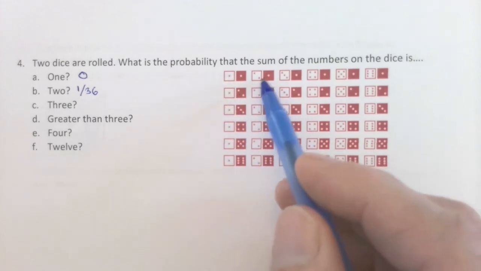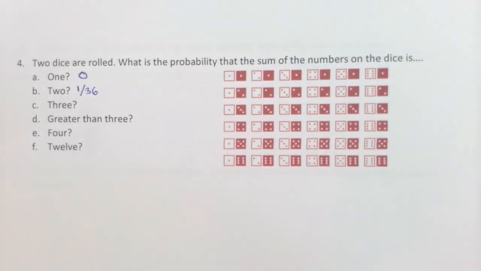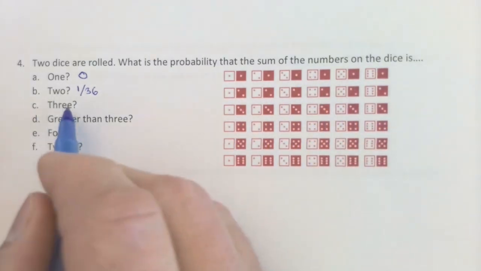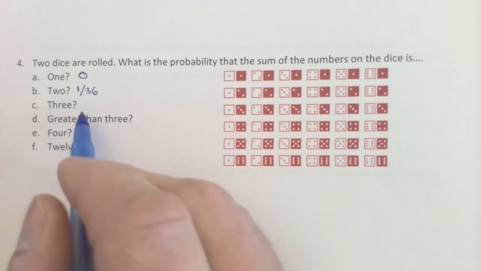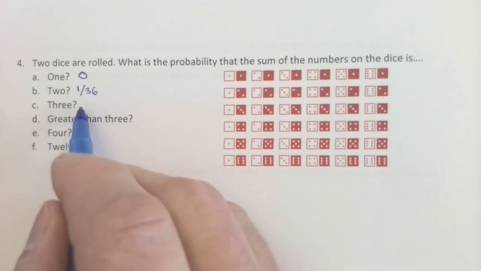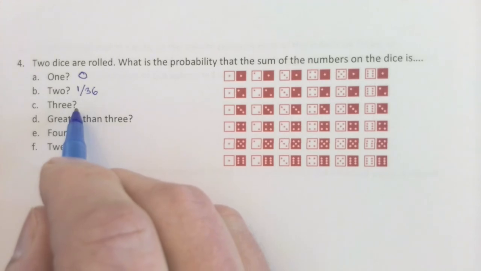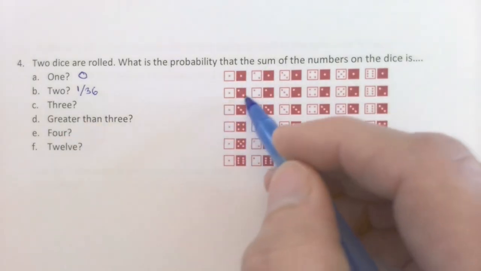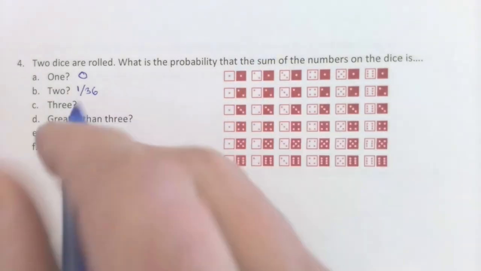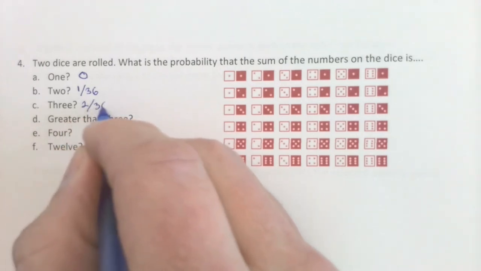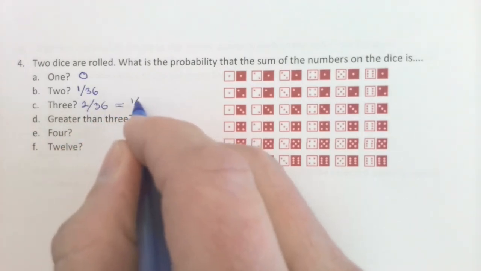All the rest of these come out bigger than 2. For example, here's 2 plus 1 is 3, here's 1 plus 2 is 3, here's 3 plus 1 is 4, etc. Okay, a harder question. What's the probability of rolling the two dice and then adding the numbers on them and finding out that it equals 3? There are only two ways to do that, right here and right here. So the answer is 2 out of 36, or you can reduce it to 1 out of 18.